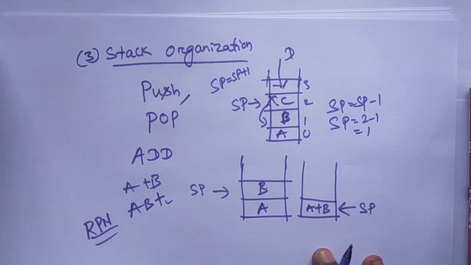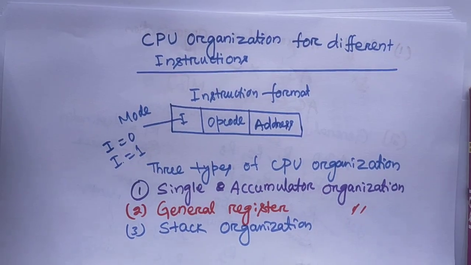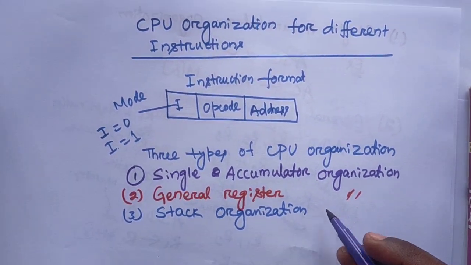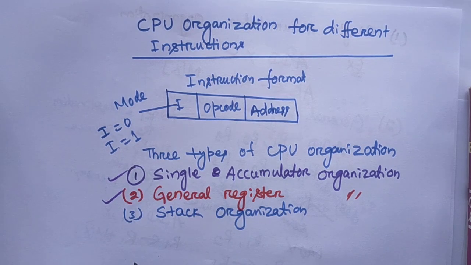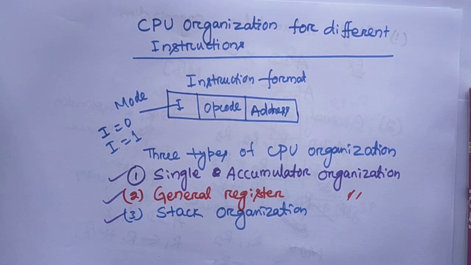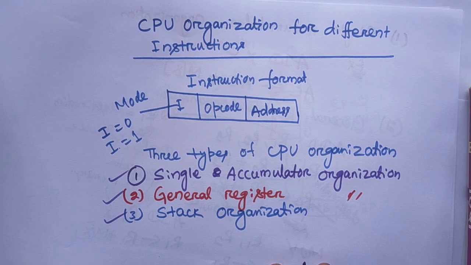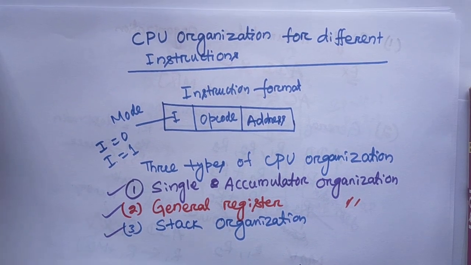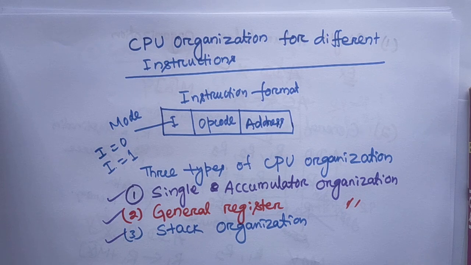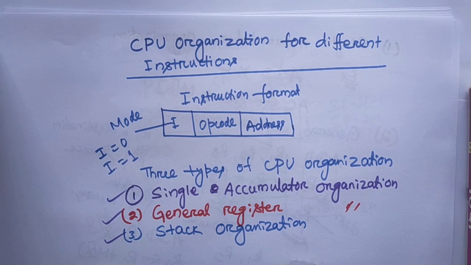So I hope I have discussed all kinds of organization: single accumulator organization, general register organization, and stack organization. These 3 organizations are very important to identify the operand and operator, and the operation will start accordingly. I hope all of you understand this particular topic, CPU organization for different instructions, and how it is useful for different instructions and operates accordingly.